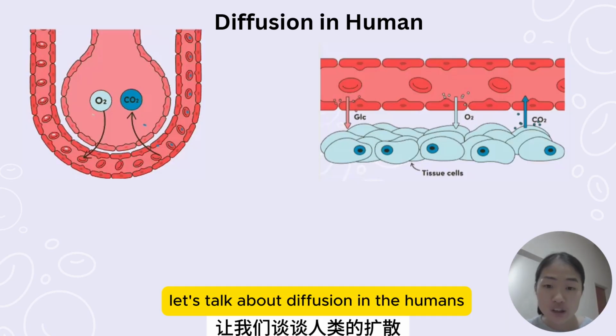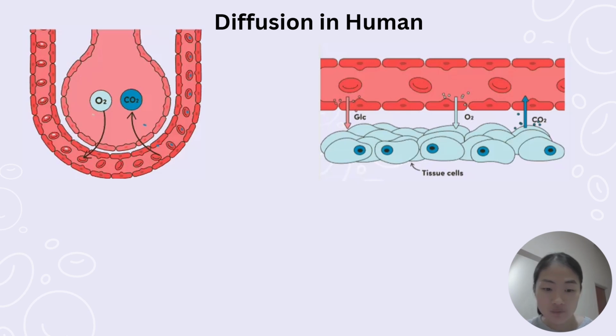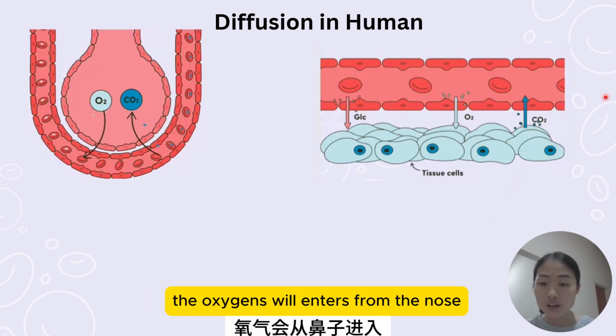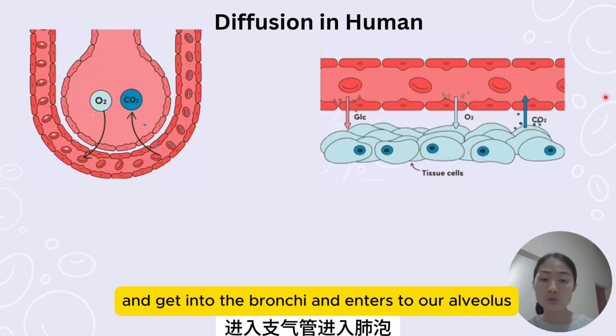Let's talk about diffusion in humans. Imagine that when we breathe in air, the oxygen will enter from the nostril to the trachea, get into the bronchus, and enter our alveolus.